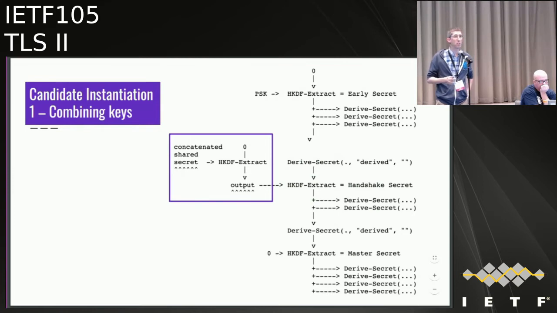So once the key exchange has been done, we have the cryptographic keys. In the approach that we've got here on the slide, these key shares are concatenated, fed into a KDF, and then the output is put into the TLS 1.3 key schedule in the place of the existing Diffie-Hellman key share. So concatenate, KDF, and then use it as it is now. Okay, so that's the first candidate.